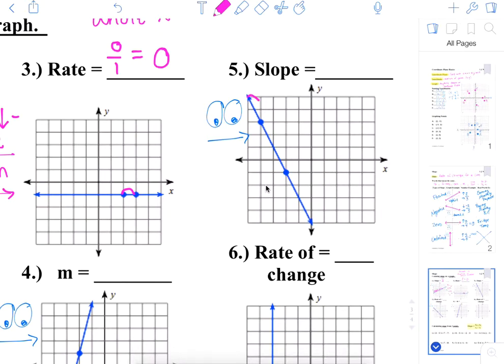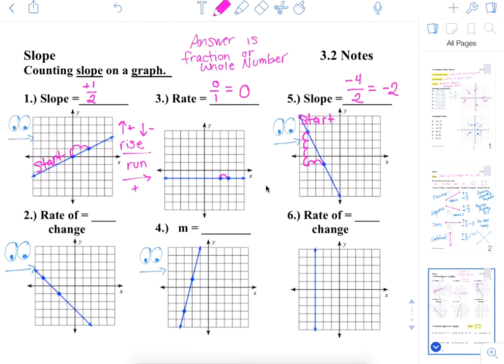We're going to go ahead and start up here. I start on the left because I read left to right, just like a book. I'm going to count my rise first, except I'm rising down. 1, 2, 3, 4. That's down, so -4. I am running 2 spaces to the right. Bloop, bloop. 2 to the right. -4 over 2 is not simplified. We are going to make that -2 as our final answer and our slope.